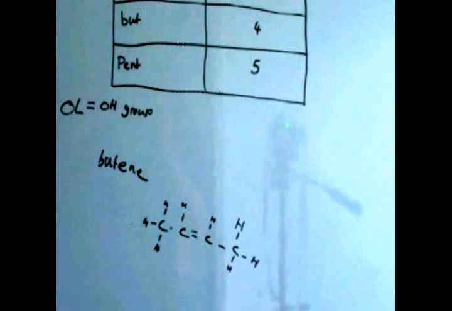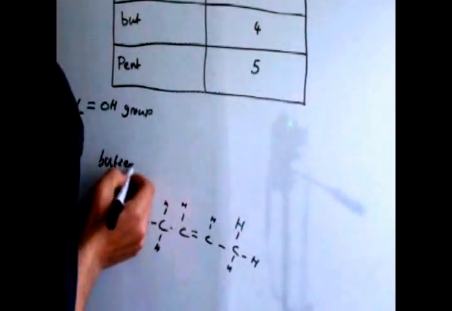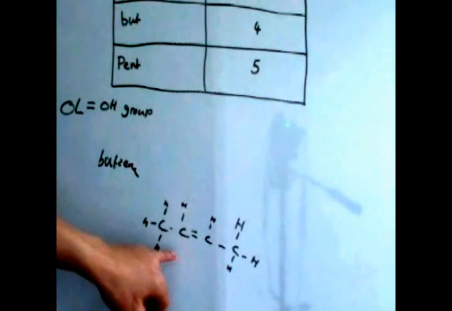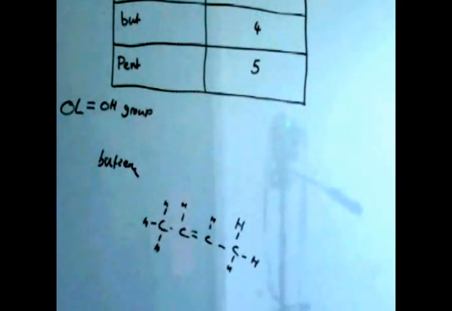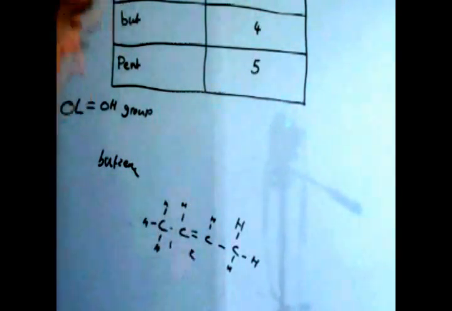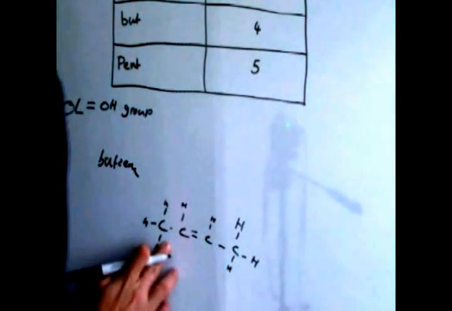Now, this one doesn't have any structural isomers. Yes, it does. This is but-2-ene, because the double bond is on the second bond. Now, you always count from the side which will give you the lowest number. And in this case you've got 1, 2, and if you try to count from the other side you've got 1 and again 2. So it doesn't matter which way you count from.